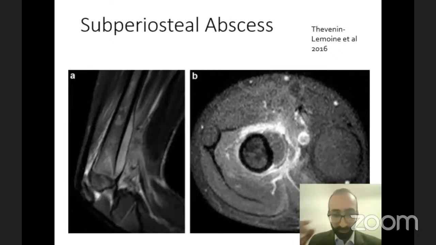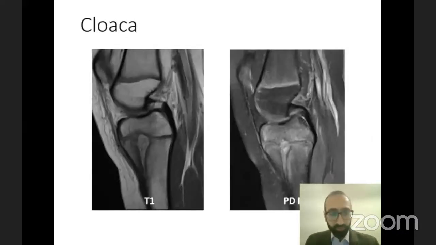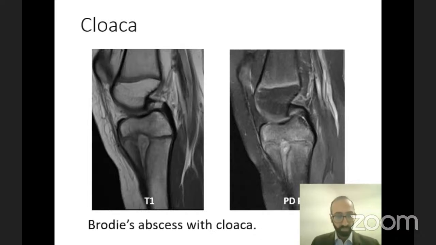Subperiosteal abscess. So this is just to remind you, we're looking for all the different complications. So we're looking for subperiosteal collections or an abscess. If you have chronic osteomyelitis, you'll get a sinus which drains into the subperiosteum, and that's called a cloaca. So this is a cloaca, and again, it's extending from the physis into the anterior tibial cortex. But there was no tract from the bone to decompress pus into the skin. And so the bit near the physis is the Brodie's abscess, and the tract that goes down from it, that's a cloaca.